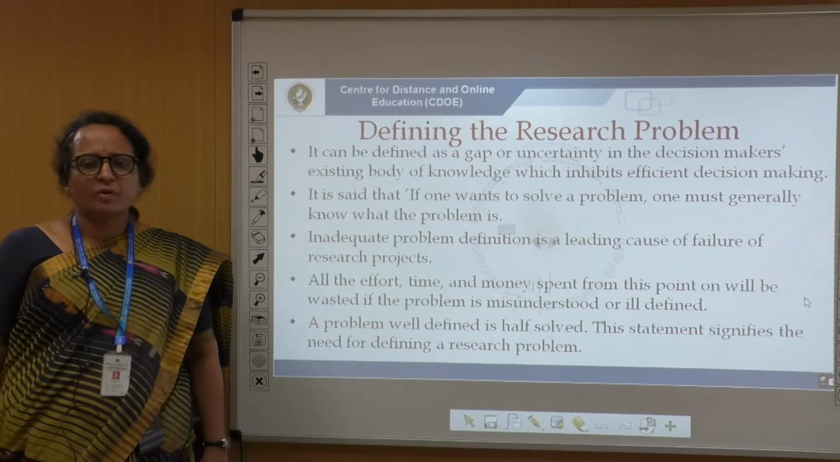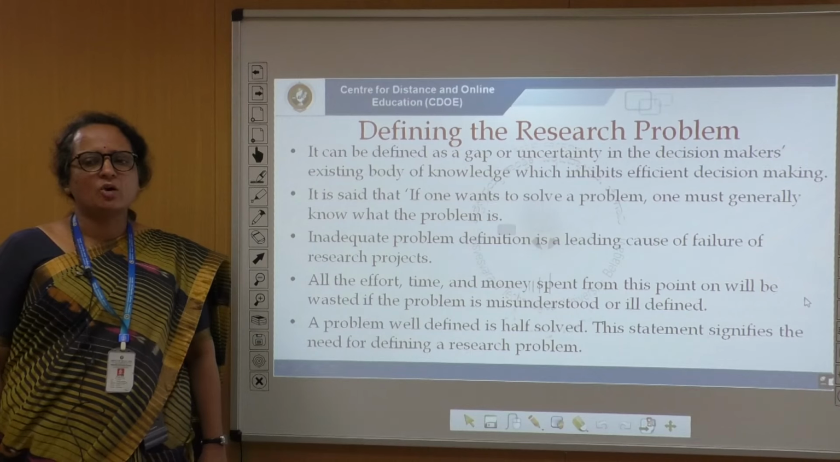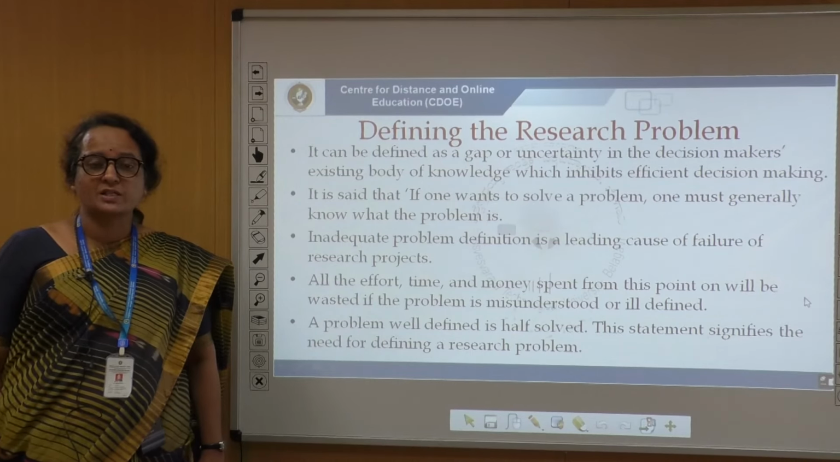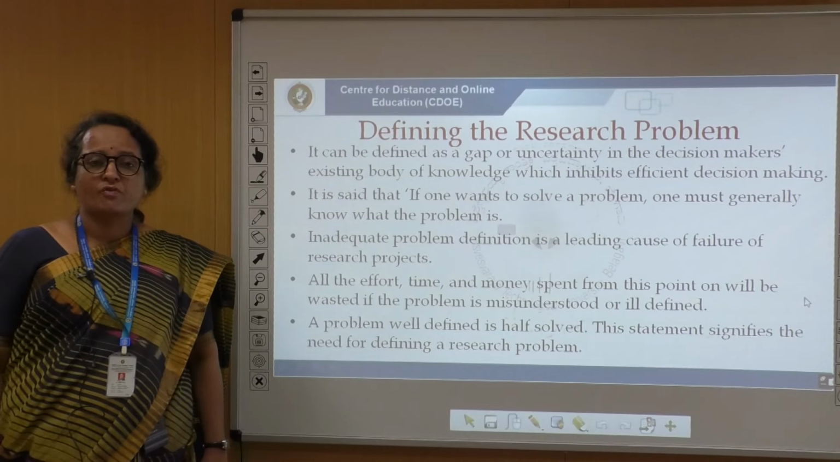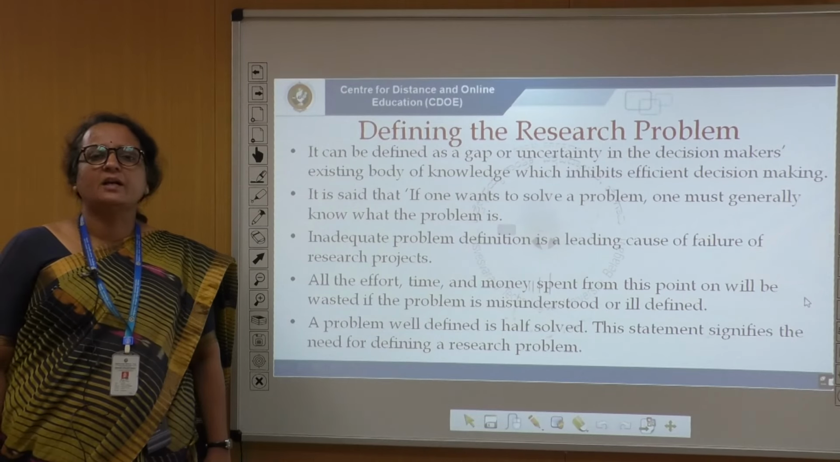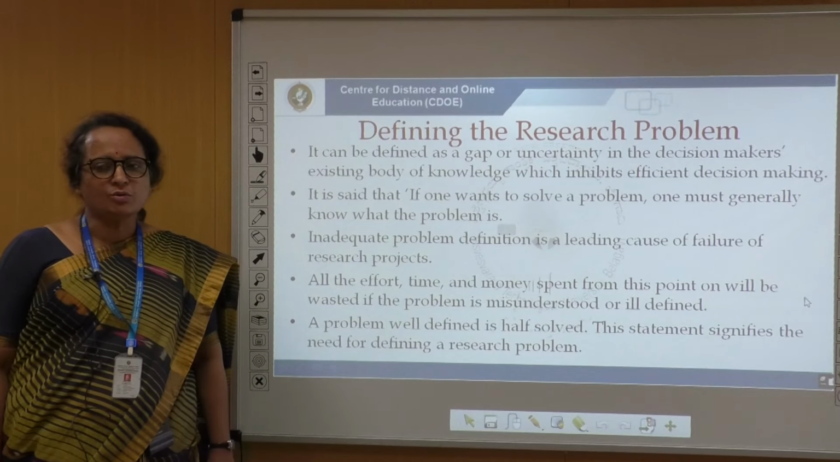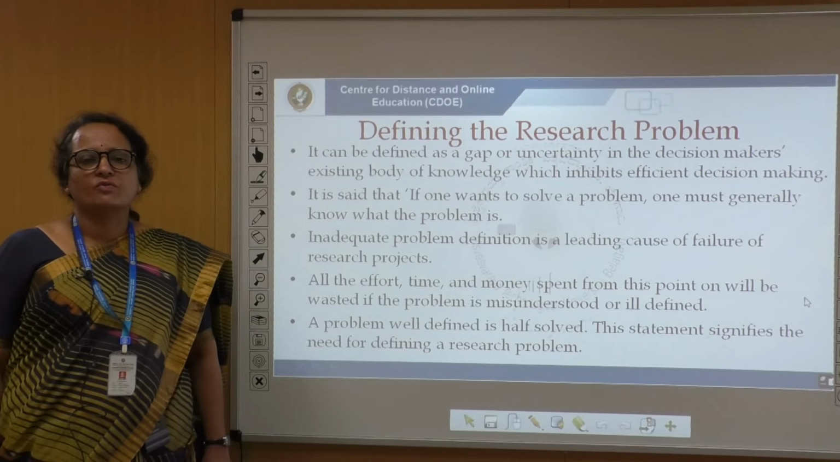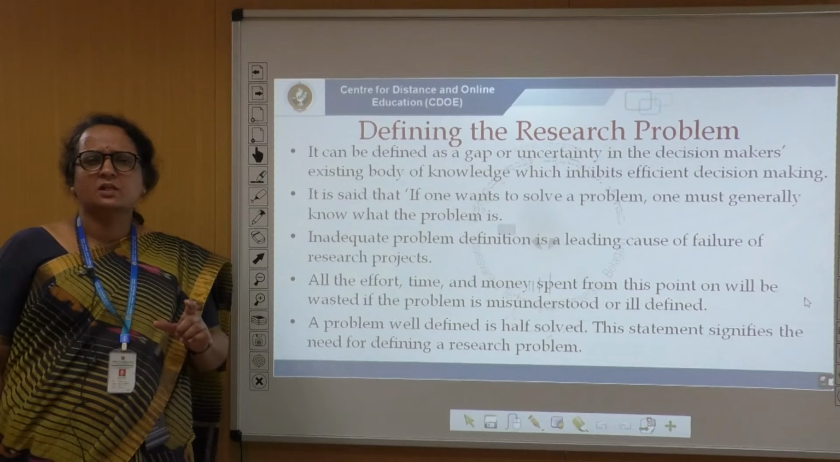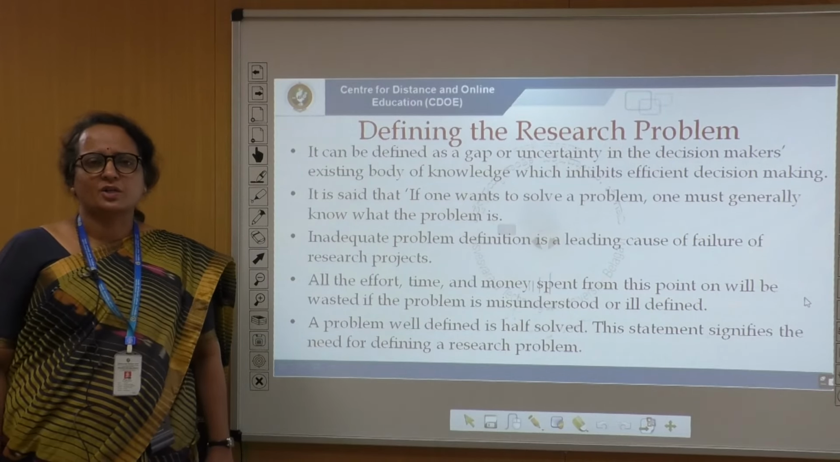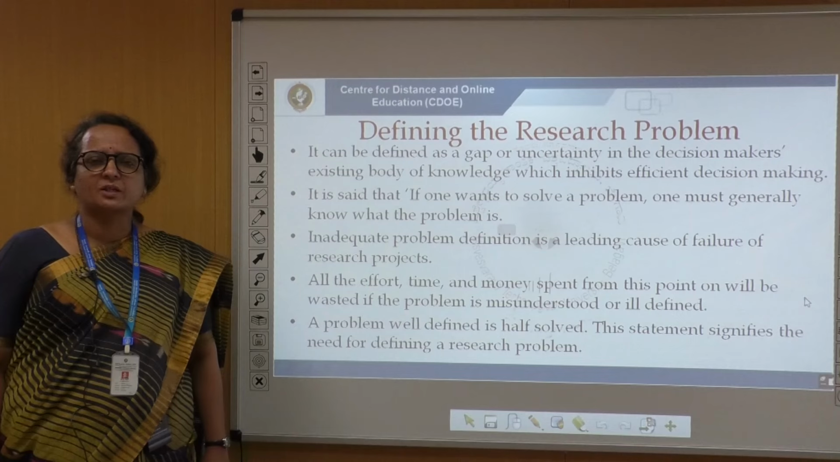Inadequate problem definition is a leading cause of failure of research projects. Most research projects fail because of poor or ill definition of the problem. This is a step which must be taken with care by the researcher. They must clearly define the problem.